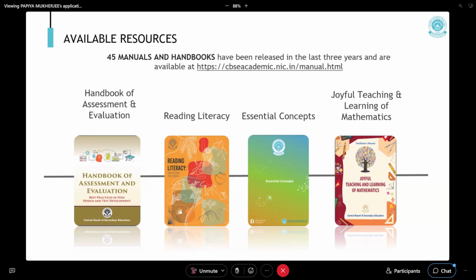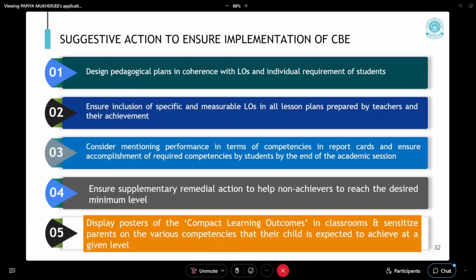45 manuals and handbooks have been released in the last 3 years and are available in the CBSE academic web portal. All of them can be freely downloaded and kept, even as a soft copy. No need of taking out even the hard copy of it. You can refer to it whenever required.